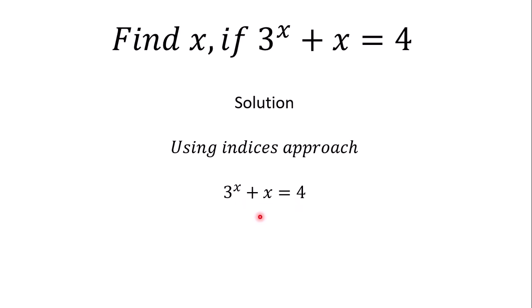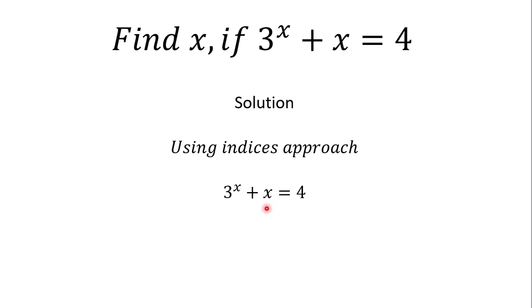As I said earlier, by just looking at it, you can tell x is equal to 1, because if you put 1 here, 3 raised to the power 1 is 3, and then plus 1 is just 4. x is equal to 1 by just looking at it. But if you want to work it out, how are you going to do it? As I said, we are using the indices approach to work it out, and after that we move on to the Lambert W function approach.